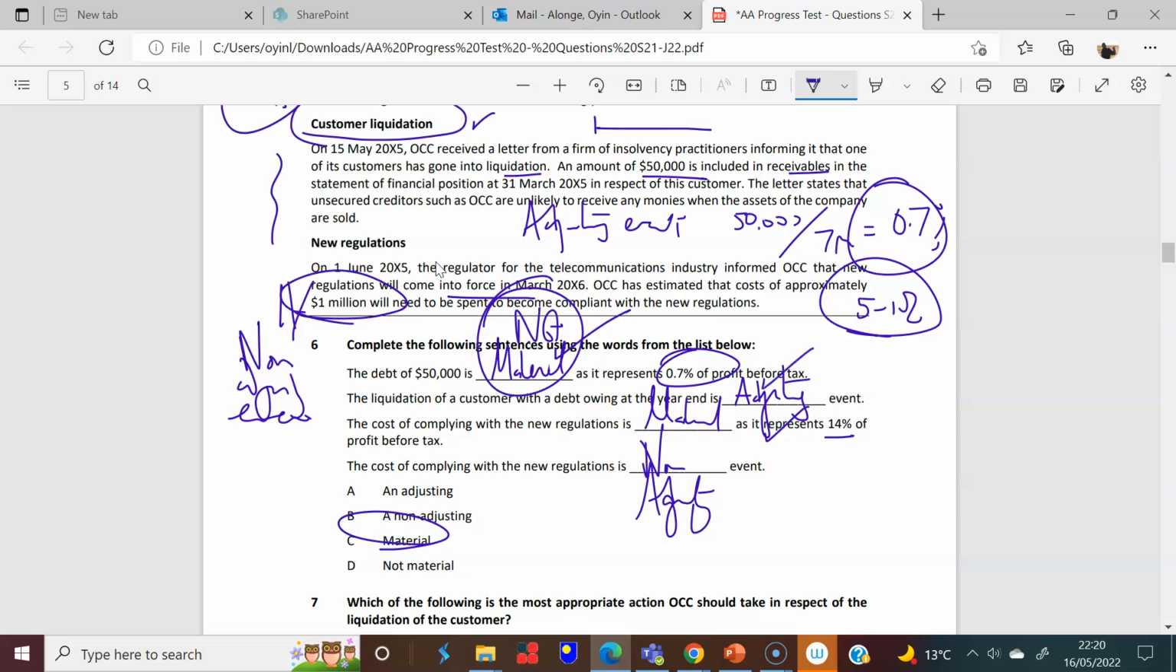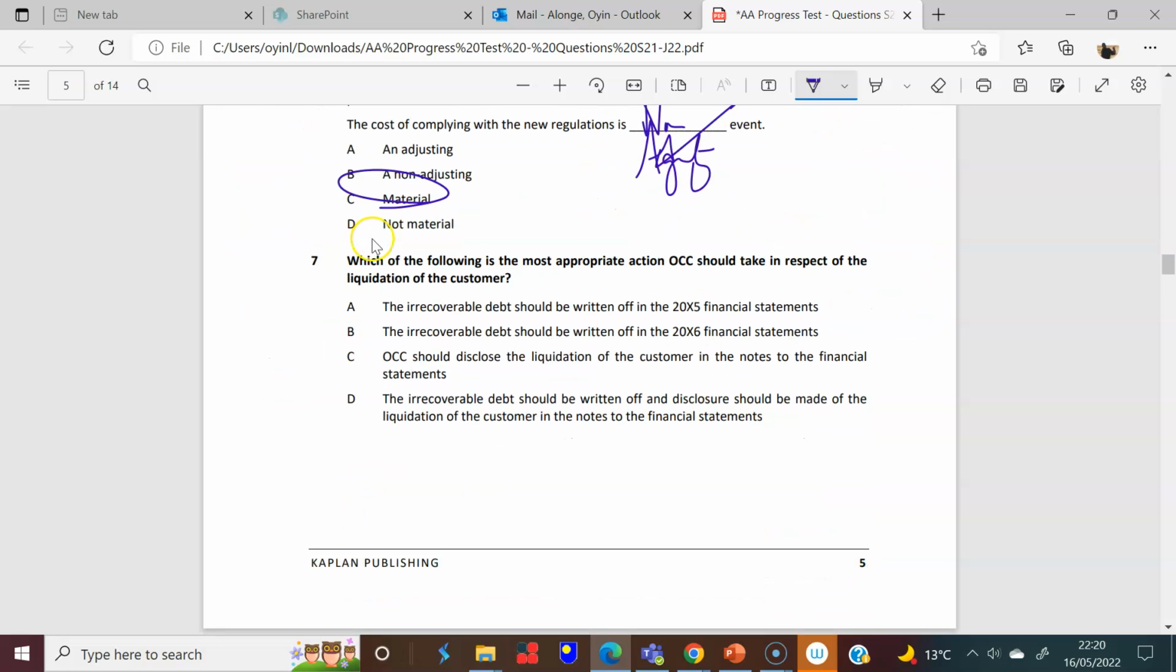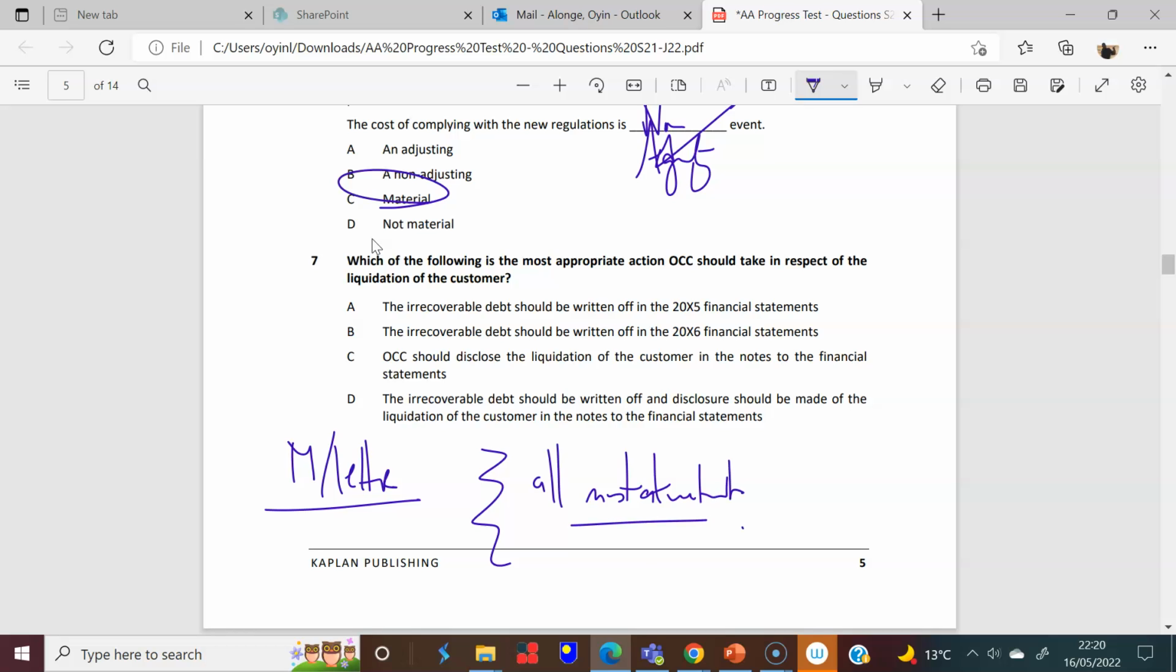Not material, adjusting event, material, and then non-adjusting. Right, next question. Which of the following is most appropriate with regards to this liquidation? Now, what you should do, remember that we put together a management letter which has a list of all misstatements, material and non-material.